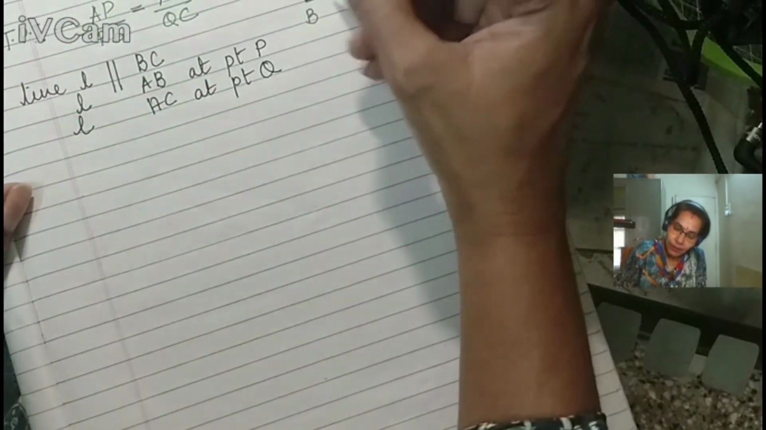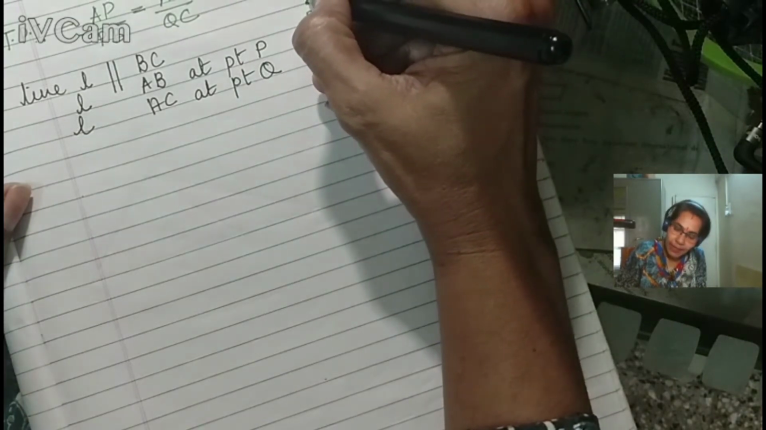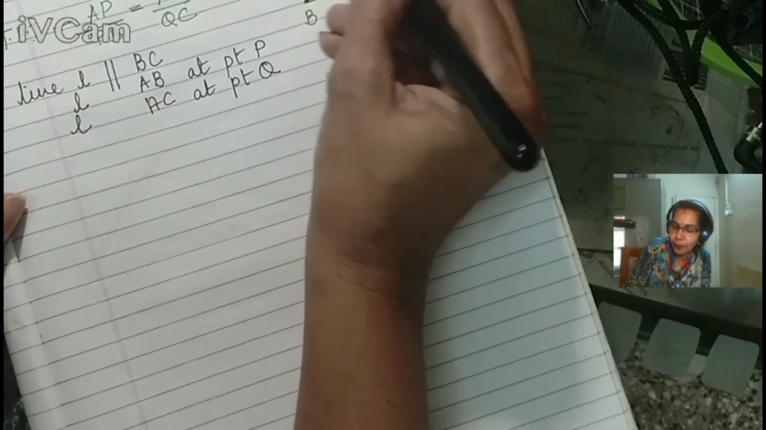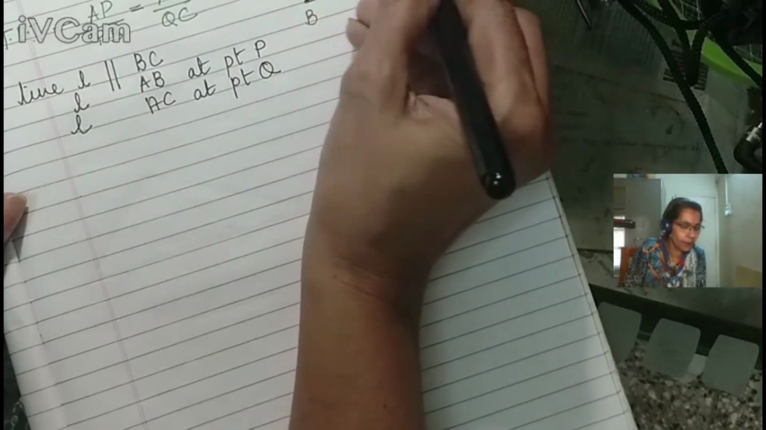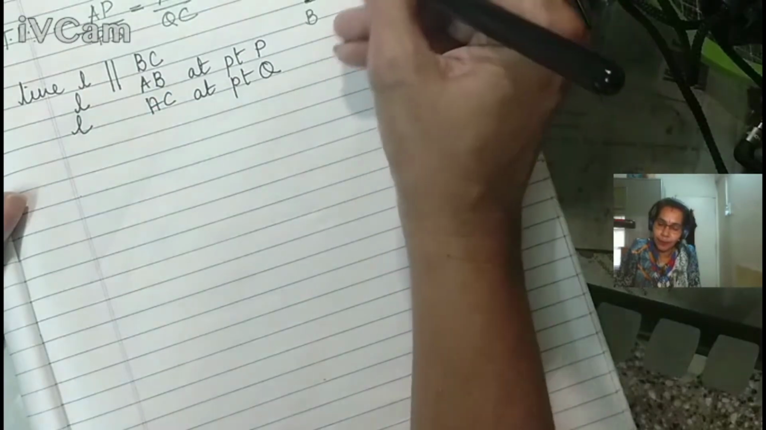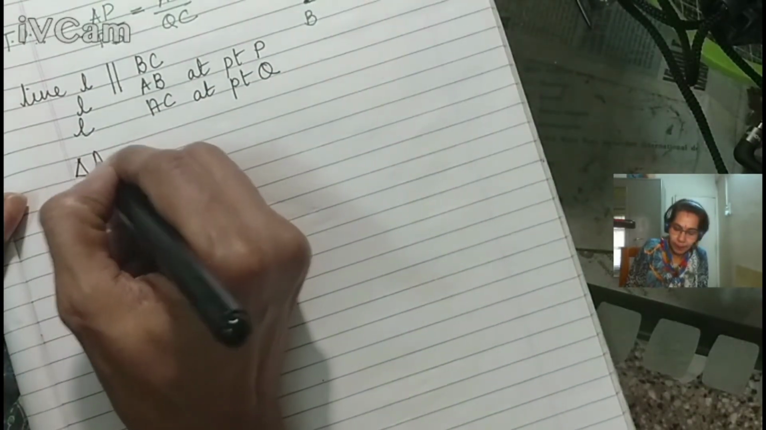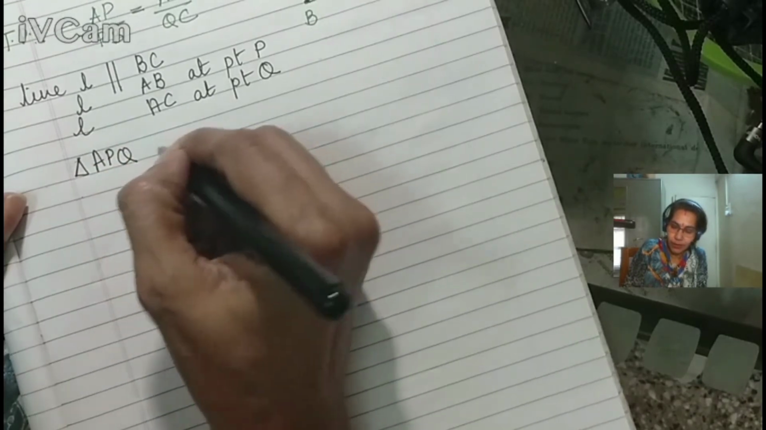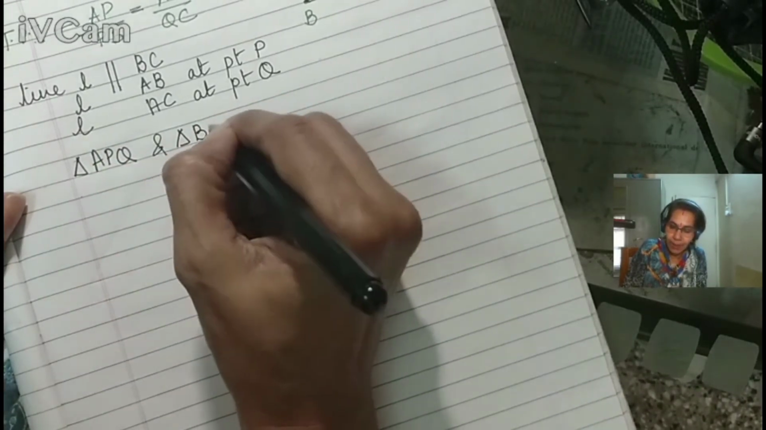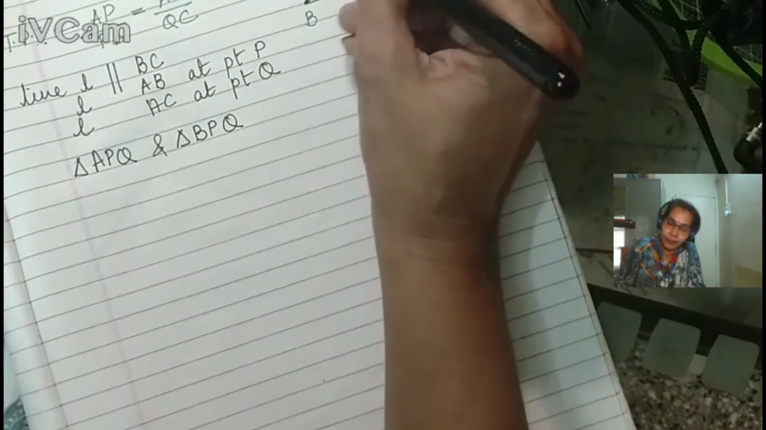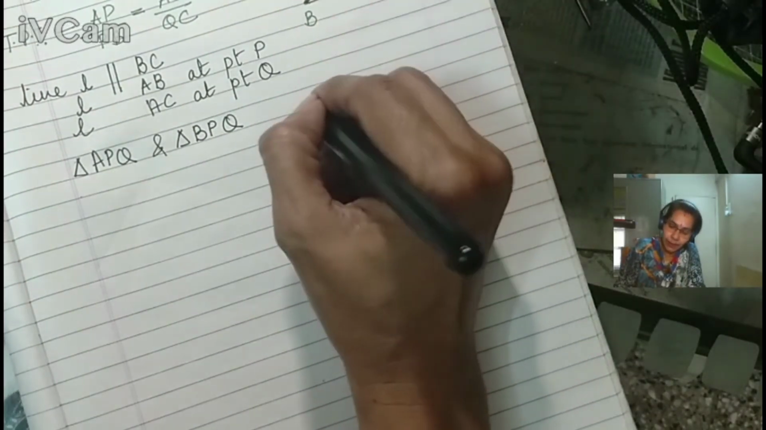I will construct segment PC and segment QB. I have two triangles, triangle APQ and triangle BPQ. Both of them have equal heights.